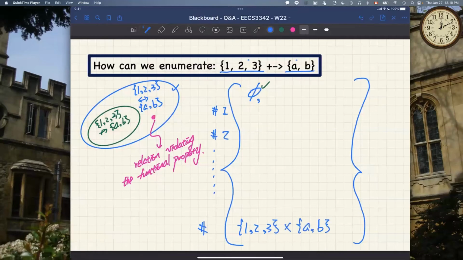So that'll be cardinality 6, right? 3 times 2. And let's talk about this one specifically. Is this a function? Let's say your goal right now is to prove or disprove this relation being a function. Can you prove it or do you want to disprove it? Anybody? I disprove it. How would you disprove it?